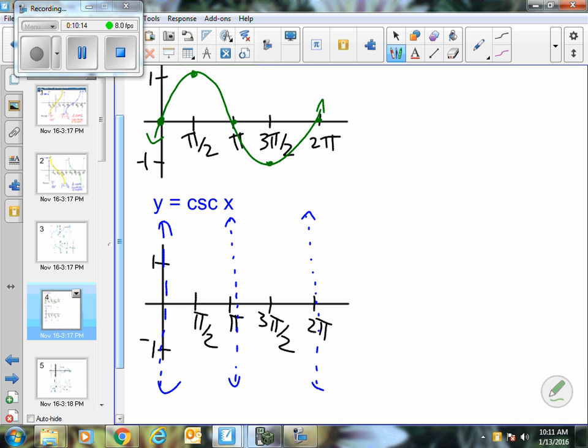All right, let's talk about the other places. At pi over 2, sine is 1. Well, the reciprocal of 1 is still 1. At 3 pi over 2, it was negative 1. So at 3 pi over 2, it's still going to be negative 1. That's the reciprocal.